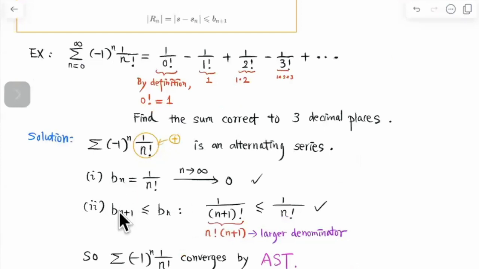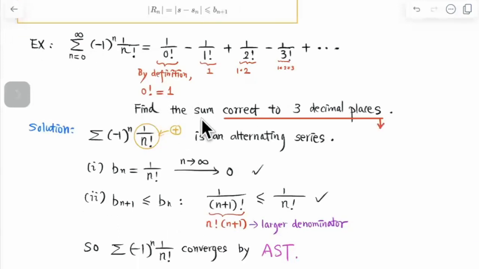Second part, we're going to check if Bn plus 1 is less than or equal to Bn. This is Bn plus 1. Replace n here by n plus 1, you have this. And this is Bn. Well, it's clear that this is less than or equal to this, because this one here has a larger denominator, right? And the numerators are both 1. So we know that this alternating series converges by the alternating series test.